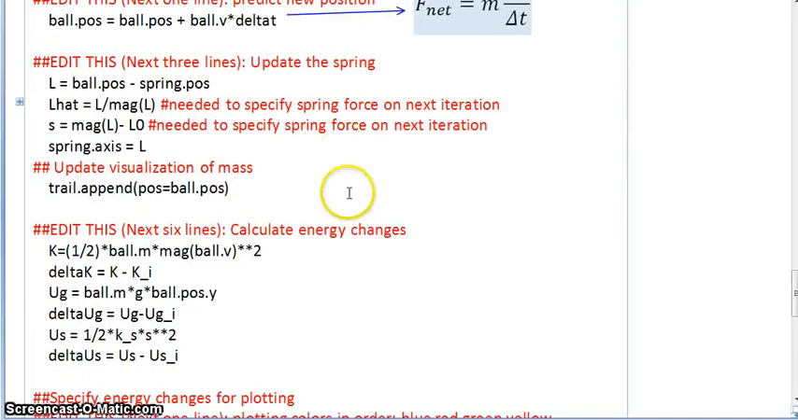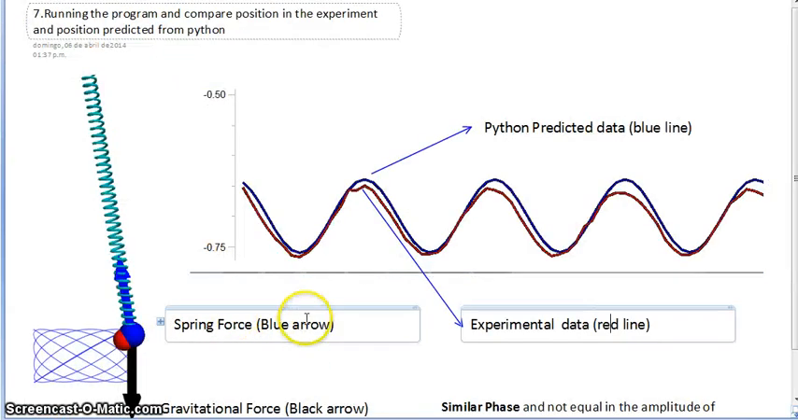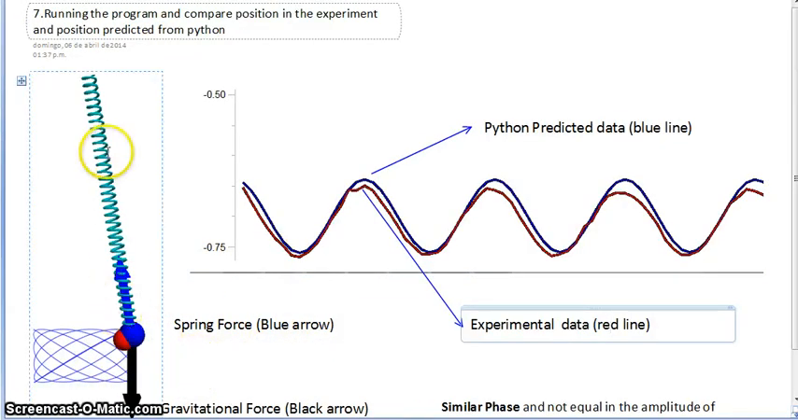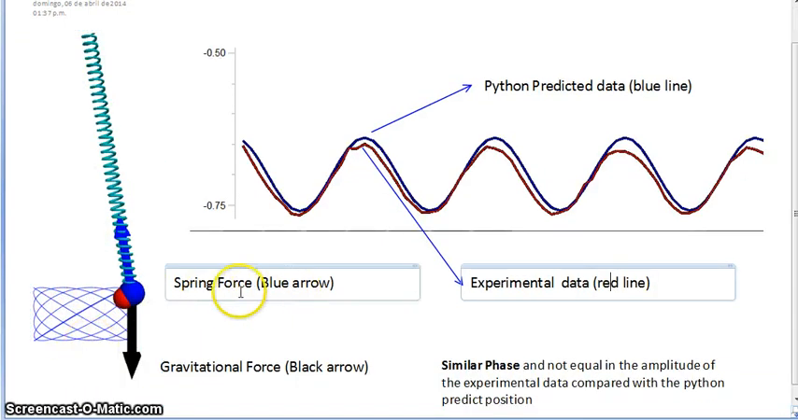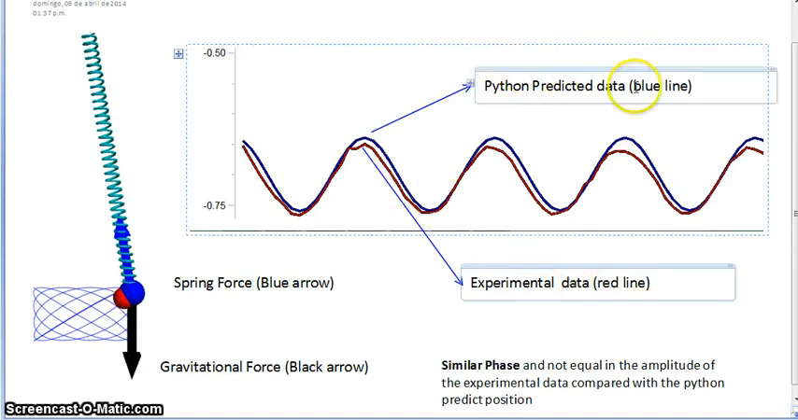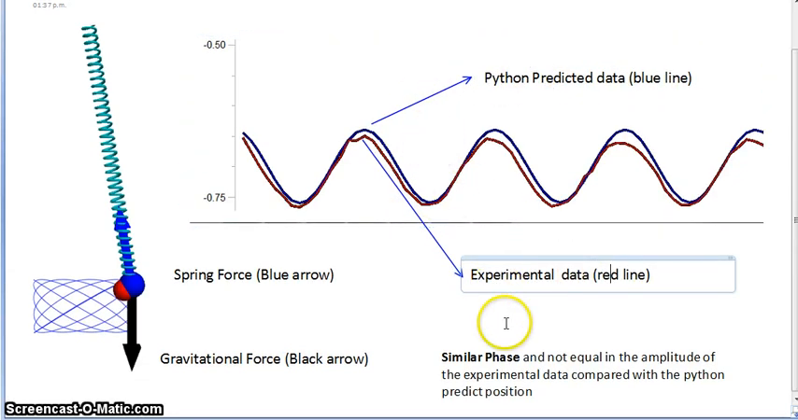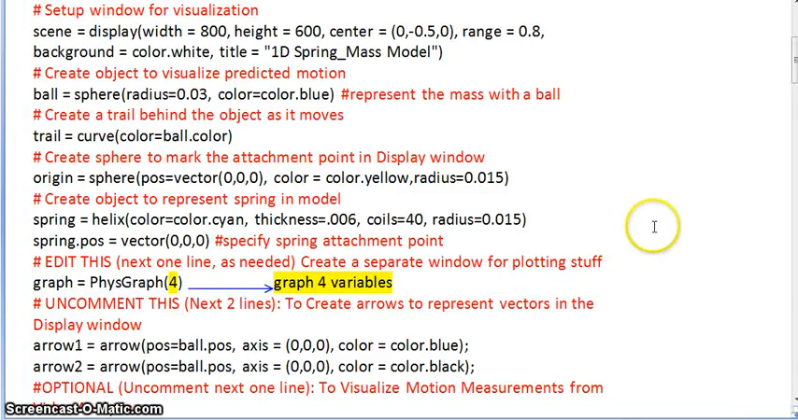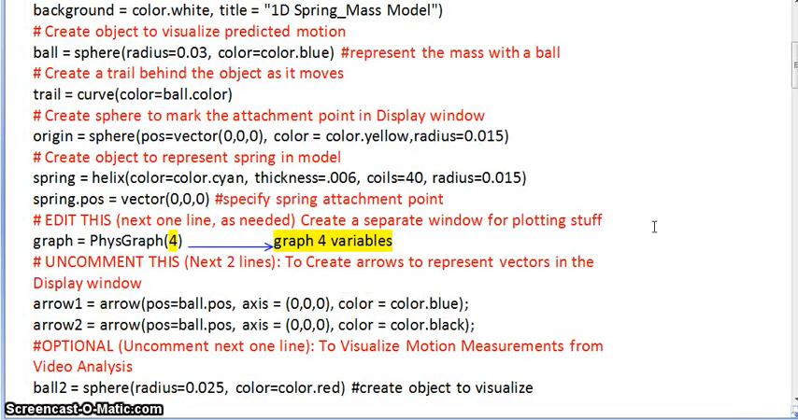the spring force, Newton's second law. When we run the program, you will see the spring forming Lissajous figures with spring force as a blue arrow, gravitational force as a black arrow, the experimental data as the red line, and the Python predicted data as the blue line. The phase is similar, like a sine or cosine function, but the amplitude of the experimental data is not equal compared with the Python predicted position. Now we want to graph the variation of energy.